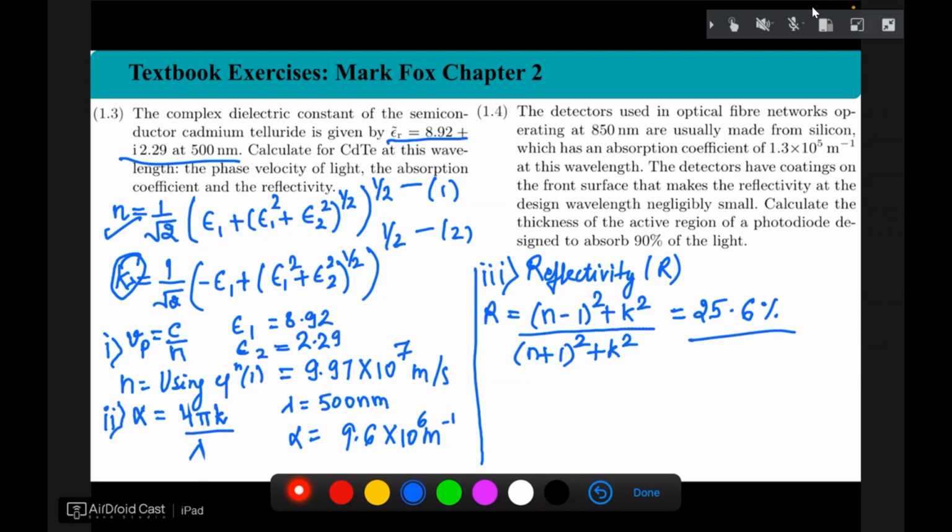Okay, so the next question is asking: the detectors used in optical fiber networks operating at 850 nanometers are usually made from silicon, which has an absorption coefficient of 1.3 into 10 to the power 5 meter inverse. So we are given alpha, that is 1.